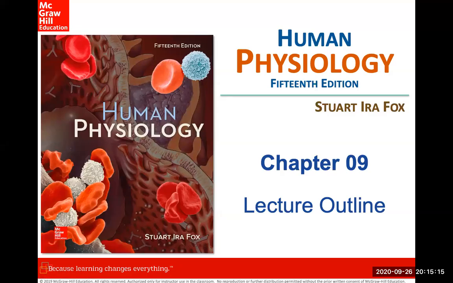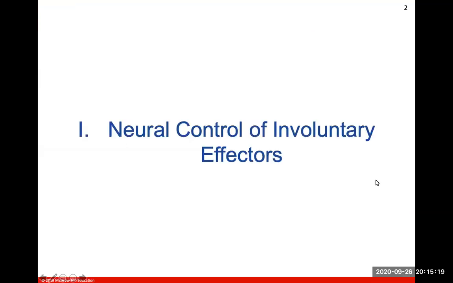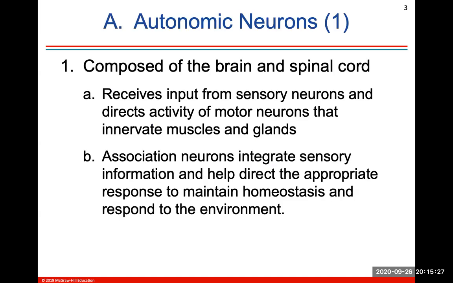Welcome class to chapter 9. This chapter in physiology is all about the neural control of involuntary effectors. So we're really going to be talking about the autonomic nervous system and things that happen automatically in your body without you having any voluntary control over them.